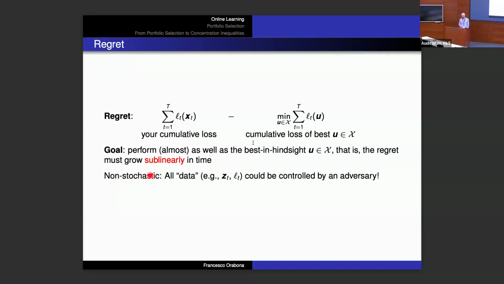And so again, there is no stochasticity. Everything is non-stochastic, and so all the data in this setting is the additional inputs that, in this particular case, we don't have, and the loss L_t. Everything is controlled by an adversary. And by the way, the adversary is adaptive. So the adversary knows what you did in the rounds before, and he can adapt to it. He knows the code of your algorithm, he knows everything.